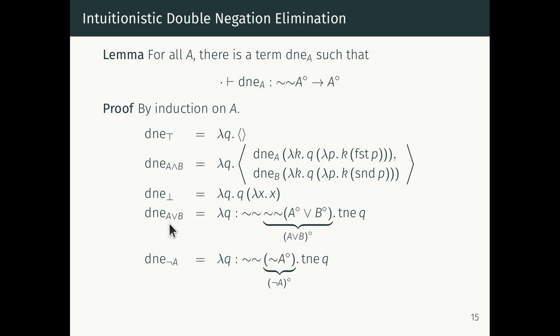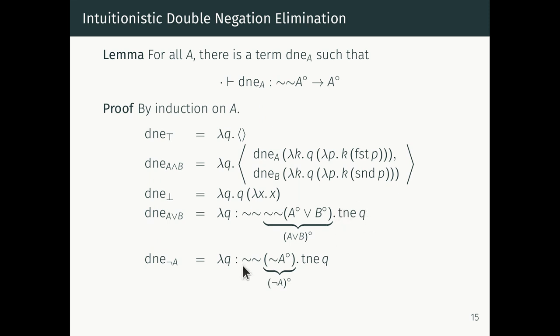So for A or B, the translation of this one is the place where we stuck in the extra double negation. So the translation of A or B is not translation of A plus the translation of B. And when we stick yet another not in front of it, we get not, not translation of A plus the translation of B. And the thing to notice is that if you've got four nots sitting in front of you, that's also three nots. So we can use triple negation elimination to turn three of these nots into one not. And so we apply triple negation elimination to Q and we get exactly what we wanted.